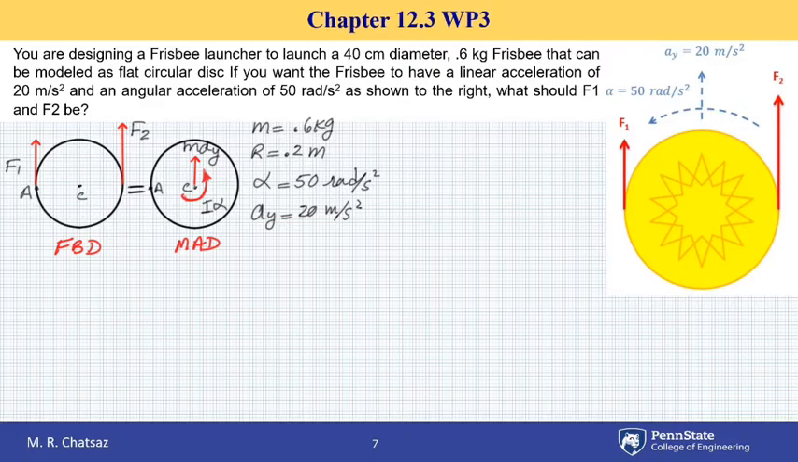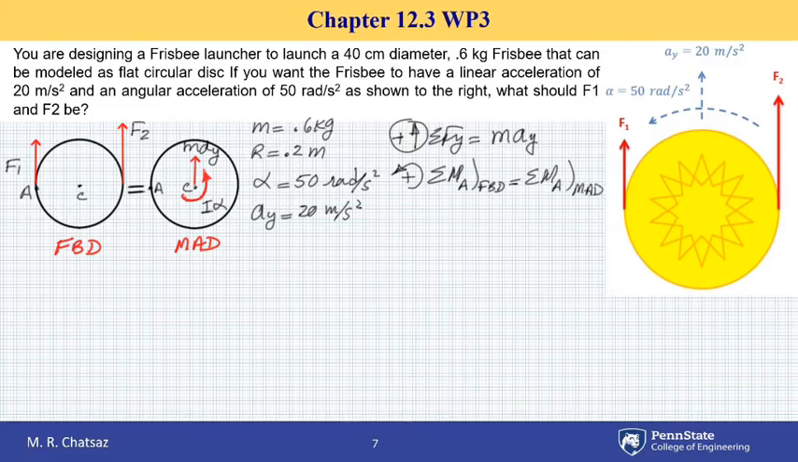Clearly, one key equation is net force in y direction equals MAY. Another equation is a moment equation. I choose counterclockwise to be positive and write moment of all vectors about any point such as A on the free body diagram must be the same as moment of all vectors about the same point for the mass acceleration diagram. Observe that when you take the moment equation, you can choose any appropriate point, such as mass center C.